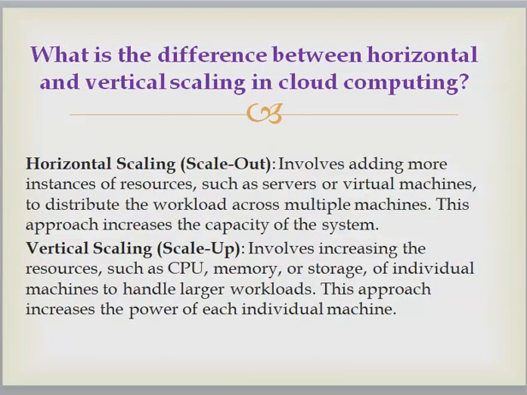What is the difference between horizontal and vertical scaling in cloud computing? Answer: Horizontal scaling, or scale out, involves adding more instances of resources such as servers or virtual machines to distribute the workload across multiple machines. This approach increases the capacity of the system. Vertical scaling, or scale up, involves increasing the resources such as CPU, memory, or storage of individual machines to handle larger workloads. This approach increases the power of each individual machine.